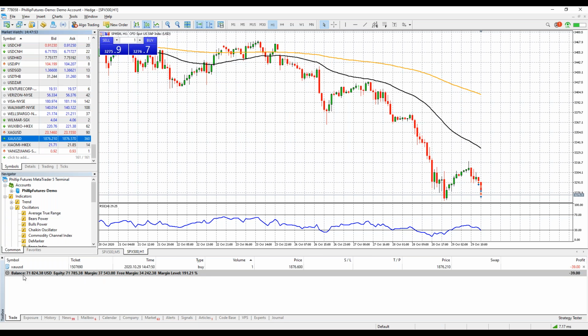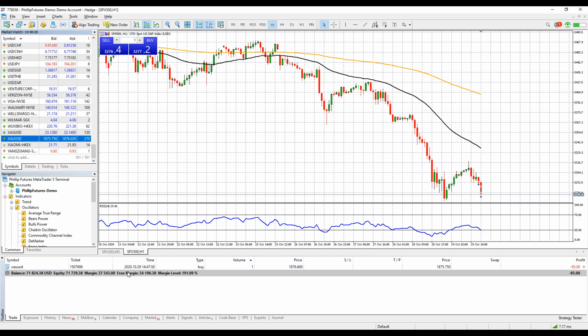Okay, so if you see here right now, my balance is 71,000. Equity is basically balance plus my unrealized P&L. So this is how they count equity. And then here is the margin required to place one trade. And then there is a margin level here.